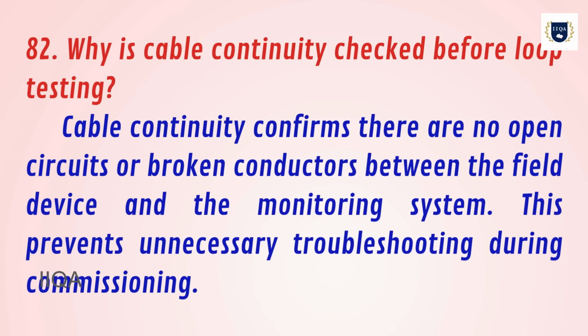82. Why is cable continuity checked before loop testing? Cable continuity confirms there are no open circuits or broken conductors between the field device and the monitoring system. This prevents unnecessary troubleshooting during commissioning.